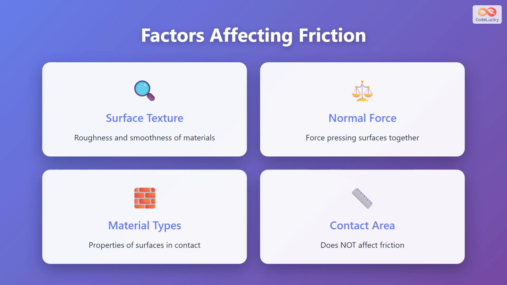4 key factors influence friction between surfaces. Surface texture refers to the roughness and smoothness of materials. Rougher surfaces generally produce more friction. The normal force is the force pressing surfaces together. Greater normal force means greater friction. Material types matter because different combinations of substances have different natural grip levels.